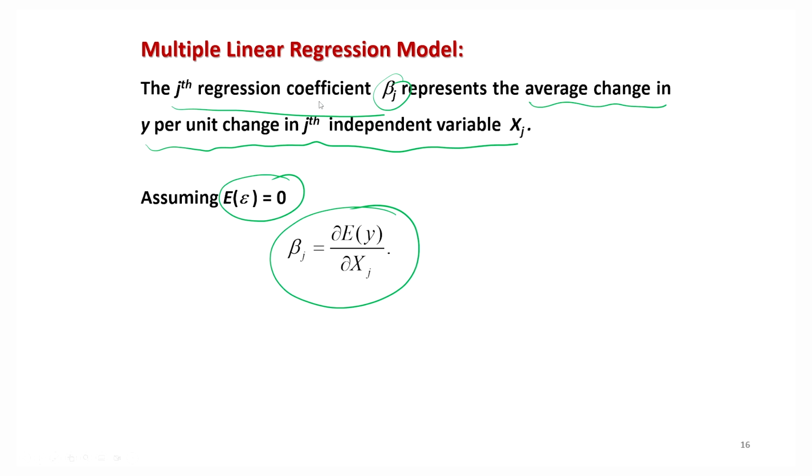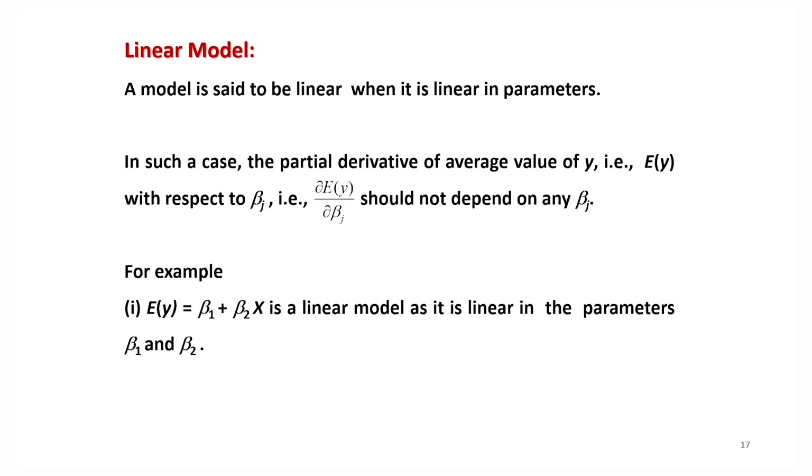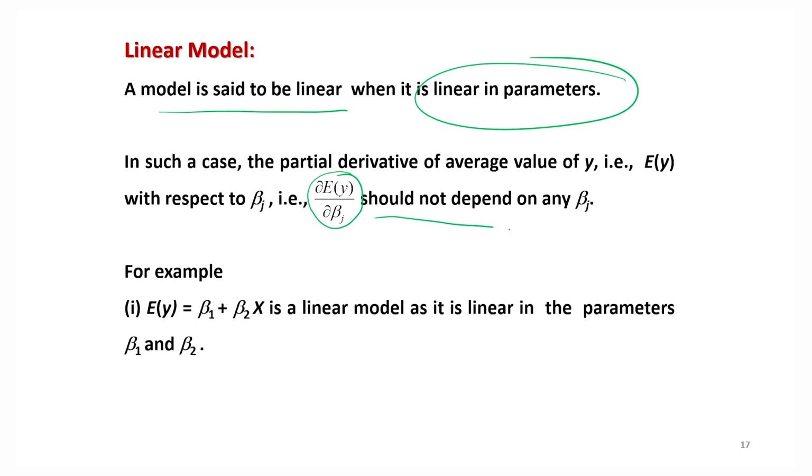Right. So now what is the linear model? You have to be very clear here. By looking at the picture, you cannot always decide that the model is linear. A model is said to be linear when it is linear in parameters. So if you want to judge whether a model is linear or not, you can find the partial derivative of the expected value of y with respect to beta j. And if this quantity is not depending on beta j, then you can say that the model is linear.